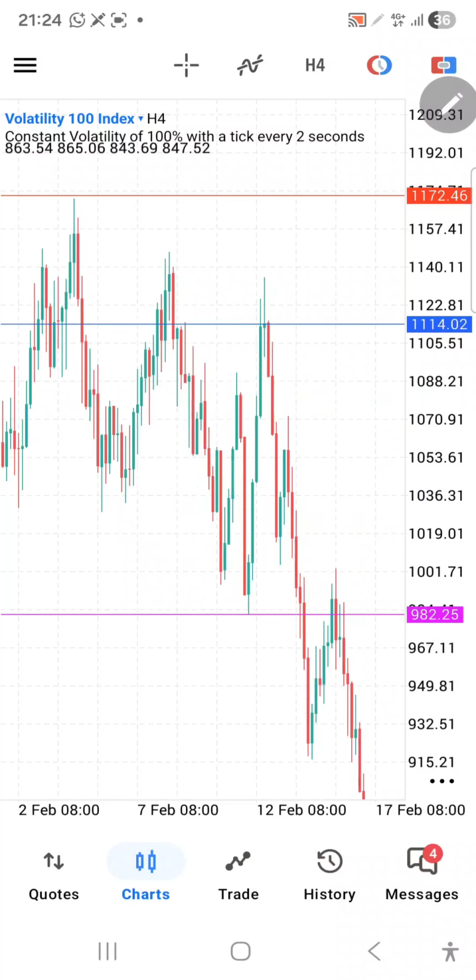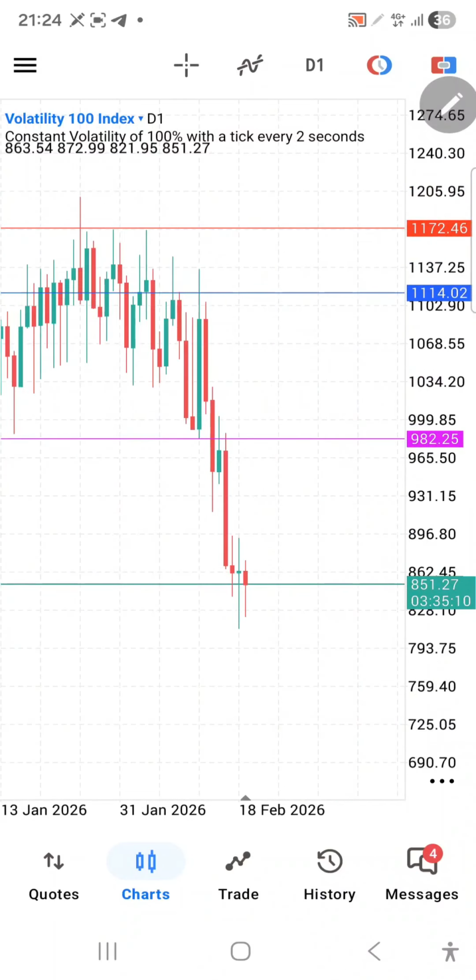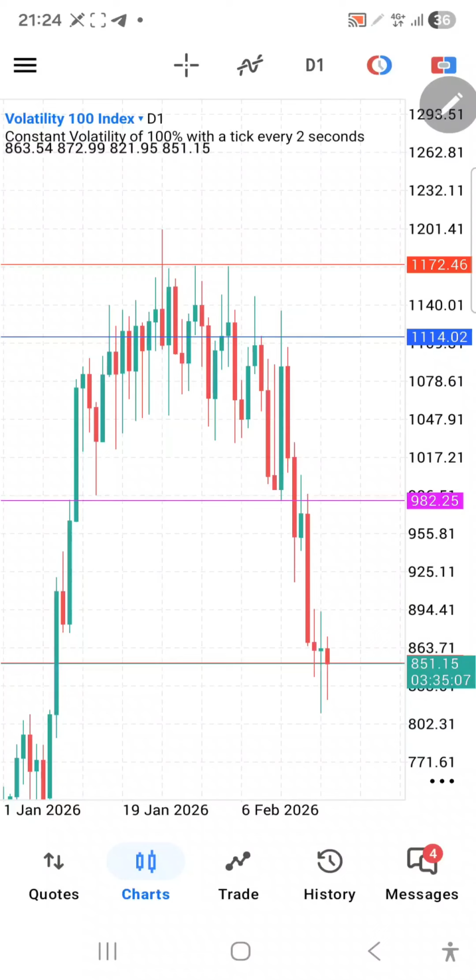Now let's scale up to the daily time frame. You can see that on the daily time frame we had price creating lower lows and lower highs, lower low, lower high, lower low, lower high, lower high, lower low, lower high, lower low. So I took this trade off this supply zone on the daily time frame. You can see that my 4 hour was bearish, and my daily was also bearish.